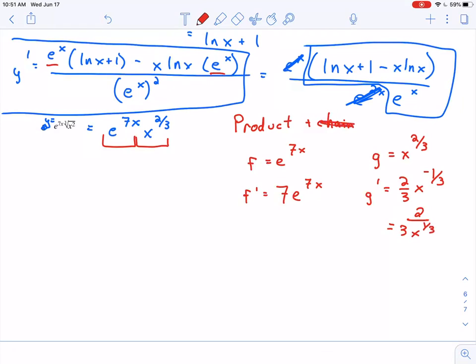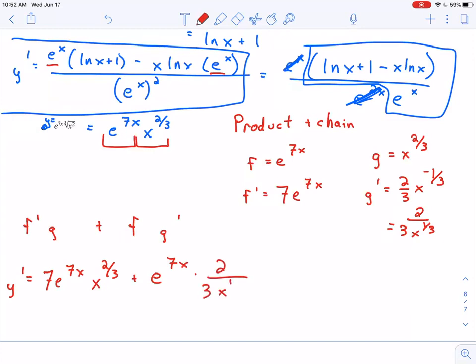So at this point, I've done my chain rule. I did all of my chain rule in this step over here. It's just product rule from here on out. So I'm applying my product rule. Remember, that says f prime times g plus f times g prime. Let's find our derivative. Y prime is f prime, that's 7e to the 7x, times g, x to the 2/3 power, plus f, that is e to the 7x, times g prime, which we said was 2/3x to the 1/3 power.